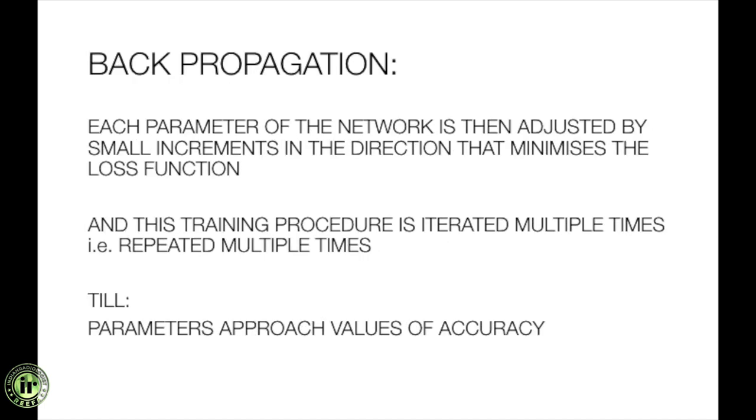Now, by a system of backpropagation, each parameter of the network is then adjusted by small increments in the direction that minimizes this numerical loss function. So you keep training it, that is, you iterate or repeat the step of training n number of times till you get the smallest error margin and the parameters approach values of accuracy.